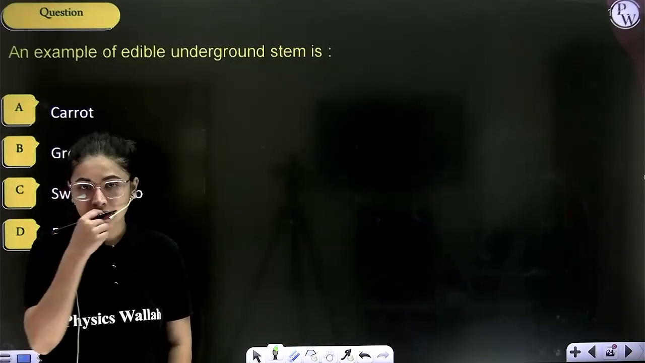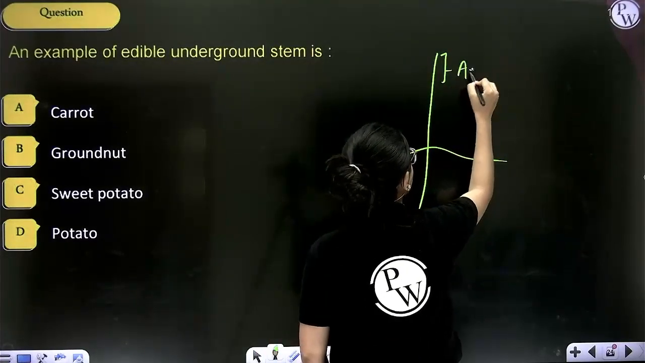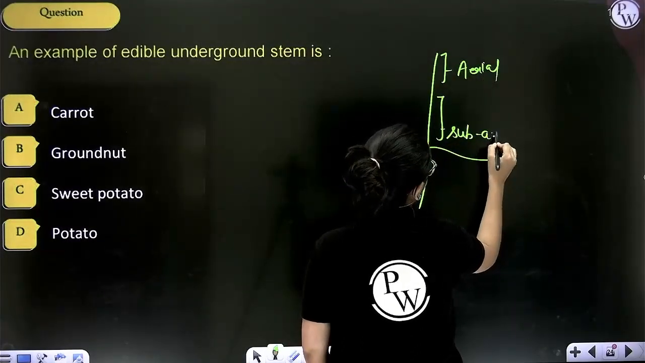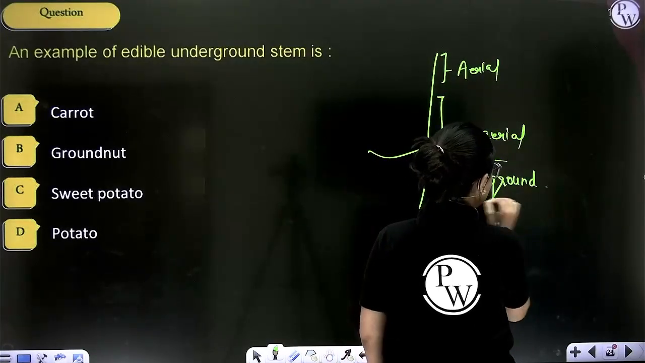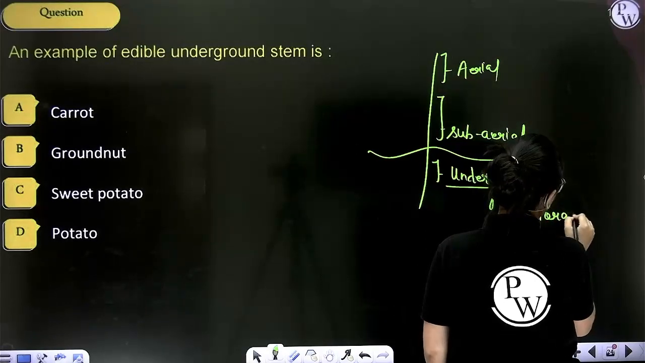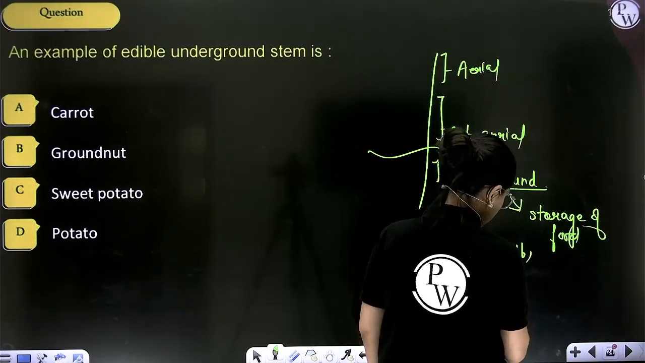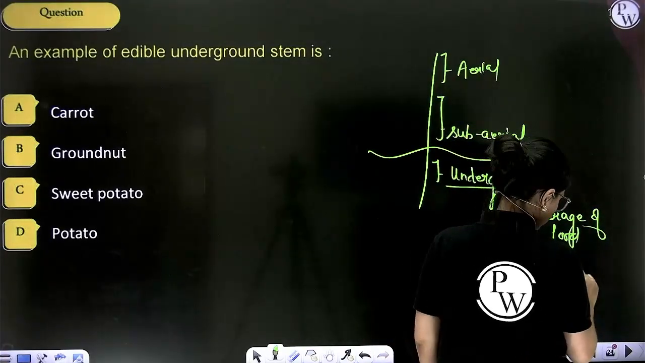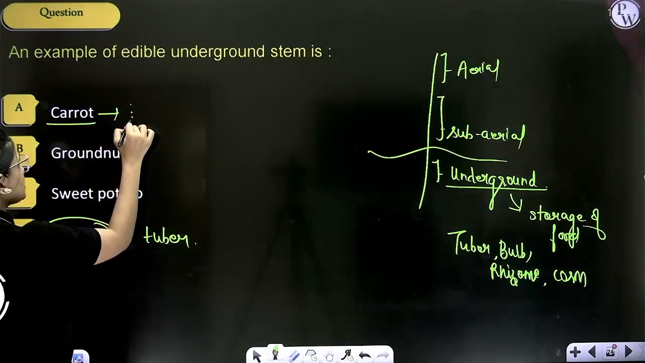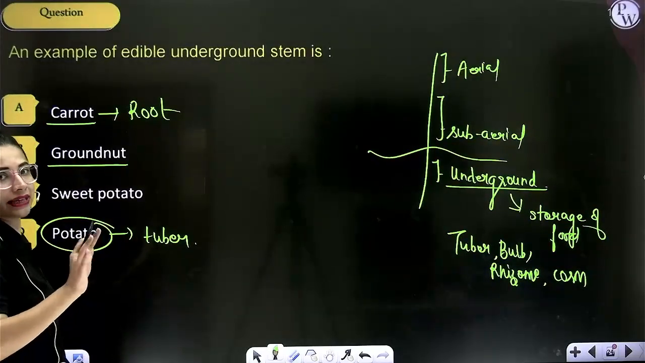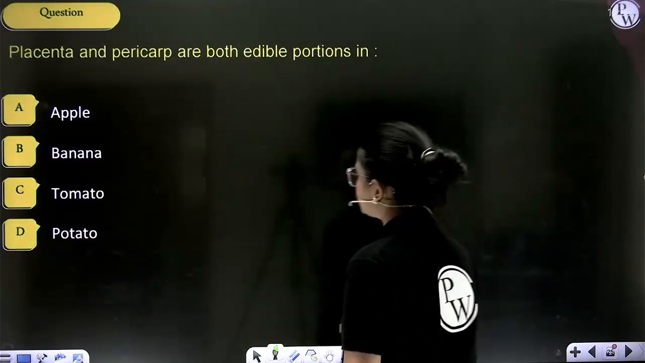Next, an example of edible underground stem. Now, you all know beta that stem, when it shows modification, it can show aerial, subaerial stem modification and underground stem modification. Basically, this underground stem modification is used to store food. And the best examples are tuber, bulb, rhizome, and corm. So out of this, the answer will be potato, which is a tuber. However, carrot is a root modification. Groundnut is a fruit, it's not a stem modification. And sweet potato is also a root modification. So here answer becomes D. Hope you all understood this.